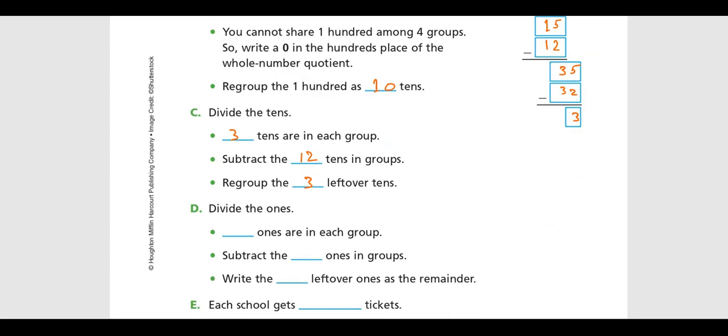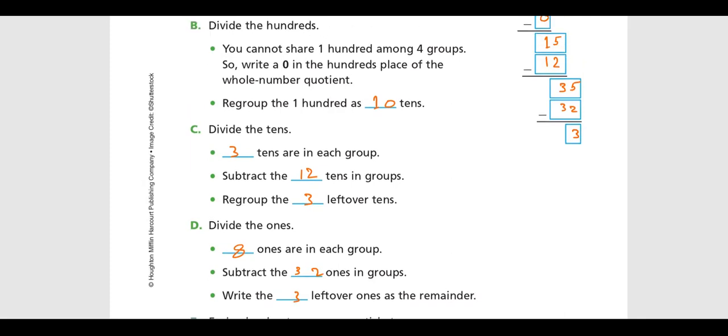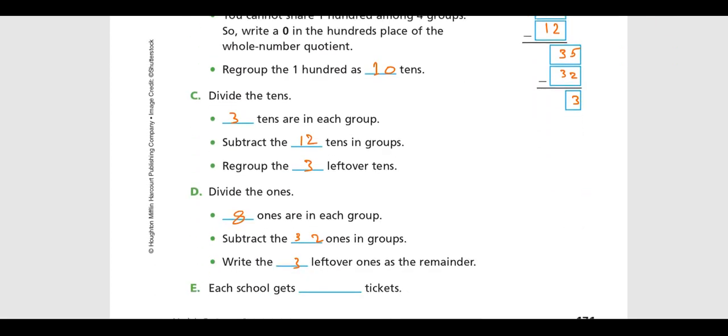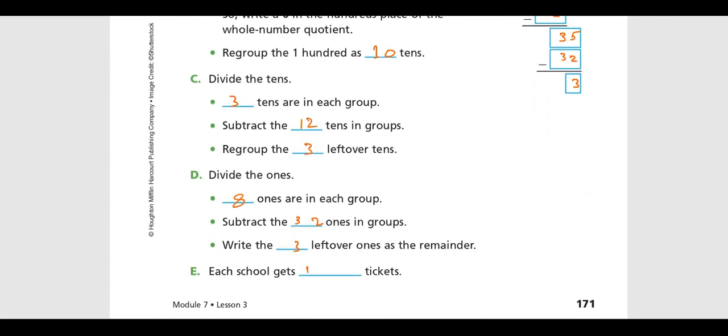Divide the ones. How many ones are in each group? In each group, it's 8. 8 ones in each group. We have to subtract 32 ones in groups. So the leftover would be 3. So the answer is 1,038.